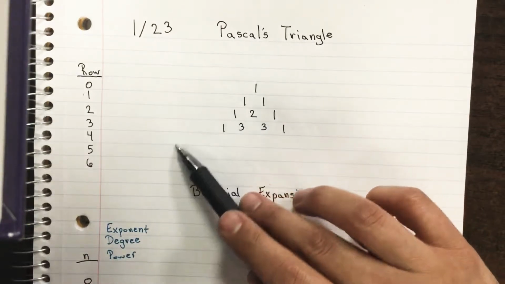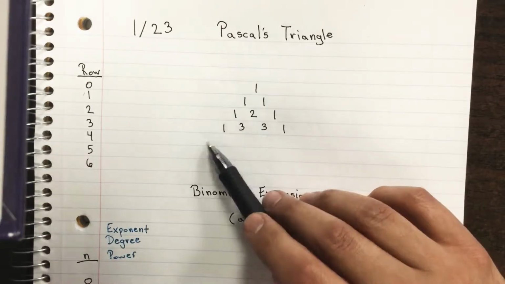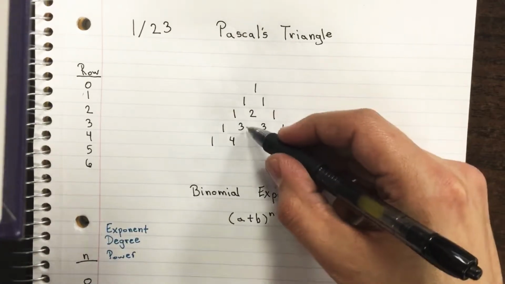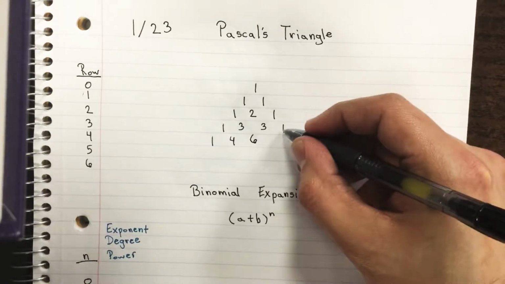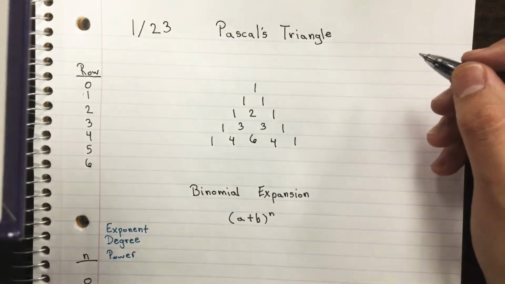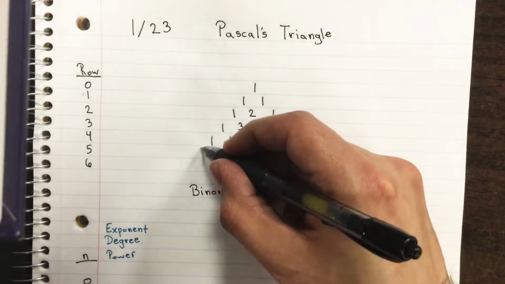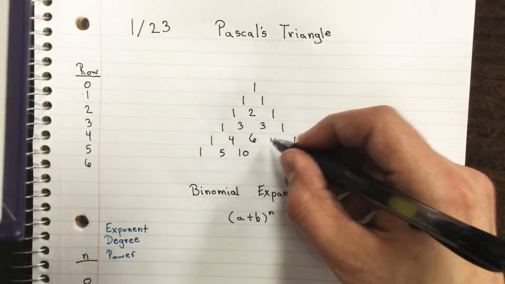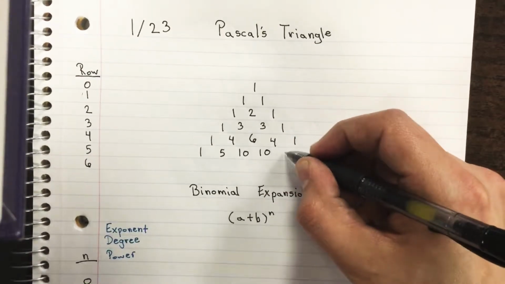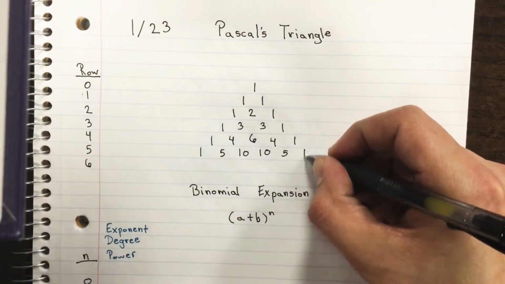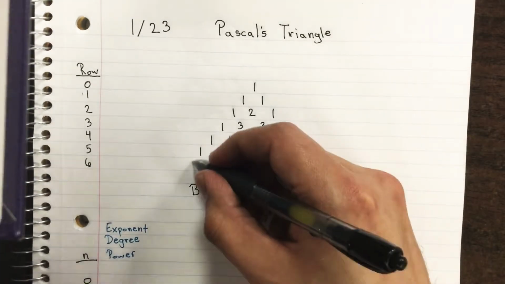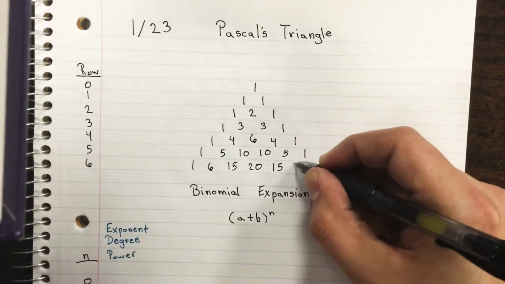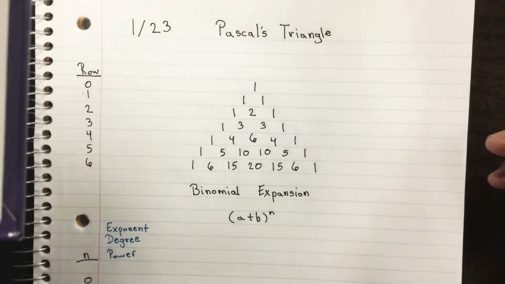So if I imagine that there's actually zeros on the outside, 0 plus 1 would still be another 1. And 1 plus 3 is 4. And 3 plus 3 is 6, 3 plus 1 is 4, and then we end with 1 again. And we just keep on doing this, right? So we have 1, 1 plus 4 is 5, 4 plus 6 is 10, 6 plus 4 is 10, 4 plus 1 is 5, sorry, and then we end with 1, okay? And then one last time. So we get 1, 6, 15, 20, 15, 6, and 1. And like I said, this can go on forever.